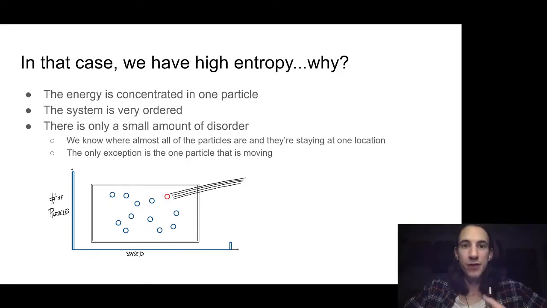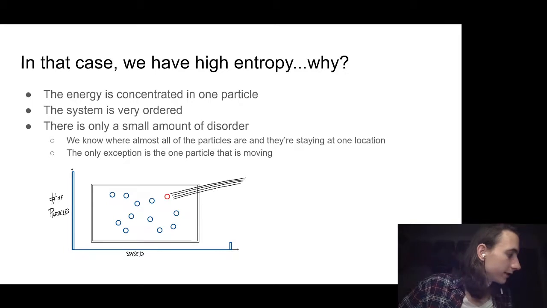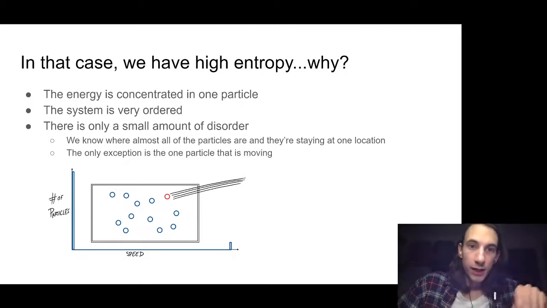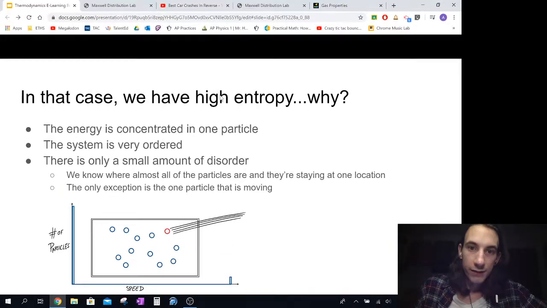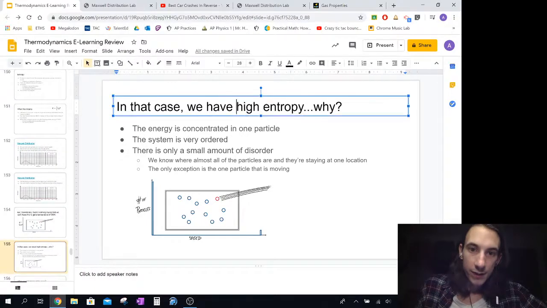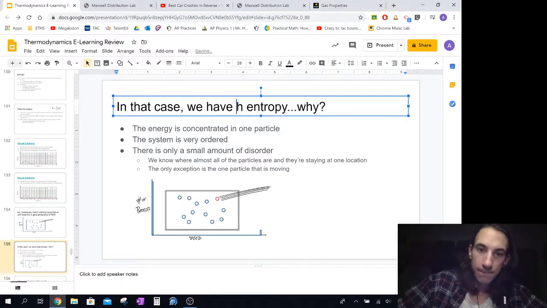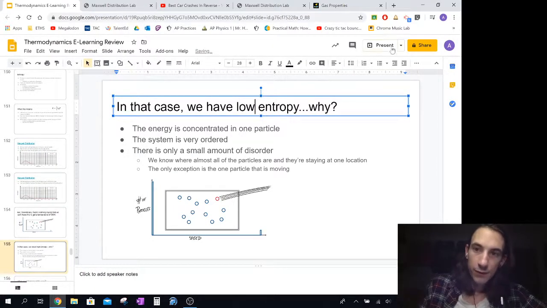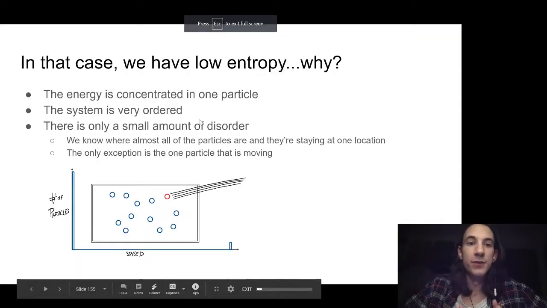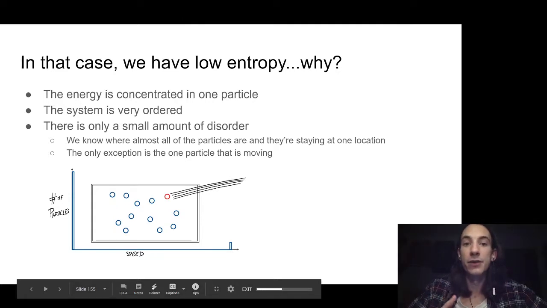Our disorder is low, and we said entropy is a measurement of disorder. So we have low disorder, we have low entropy. Sorry, I wrote high entropy up there, but I need to say that in this case, we actually have a low entropy. That's my bad. So, in this case, we have low entropy because we have a low amount of disorder. The higher the disorder, the higher the entropy. So this is very ordered.